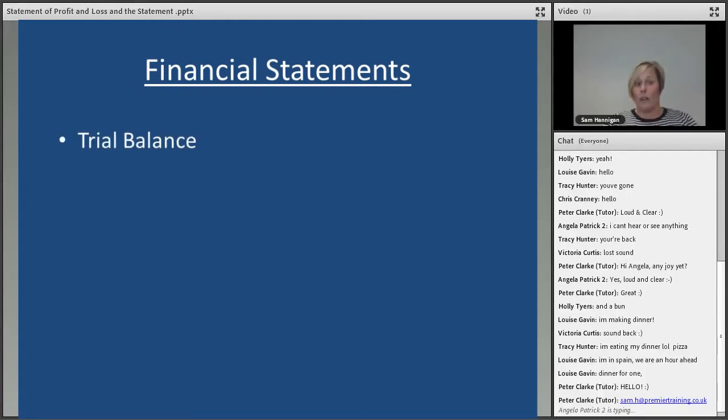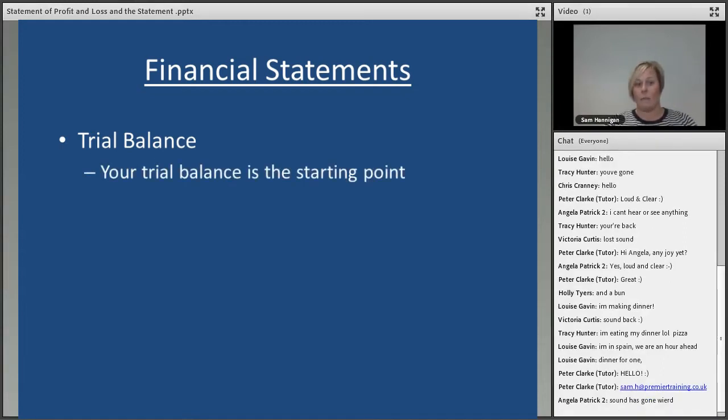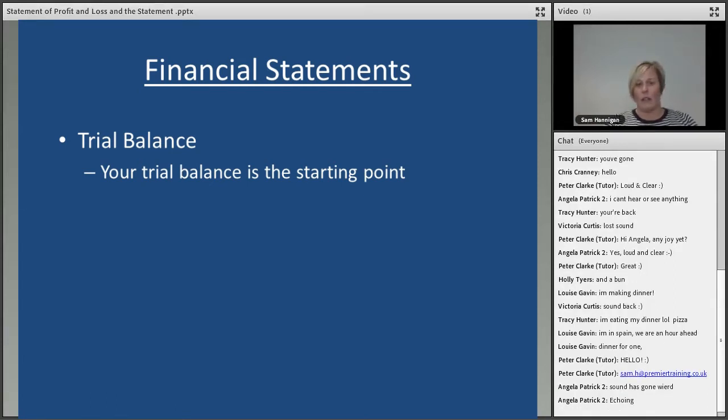The first financial statement we're going to talk about and look at is the trial balance. This is your starting point. Everything that you're doing in your level 2 studies is taking you to this: is your trial balance correct? Are there any errors in your trial balance? I will do a webinar on errors in the trial balance and the correction of errors another evening, but this evening I just want to concentrate on the financial statements.